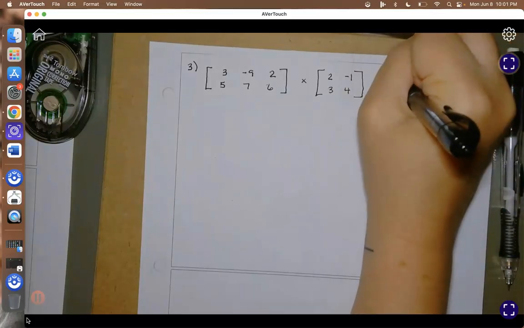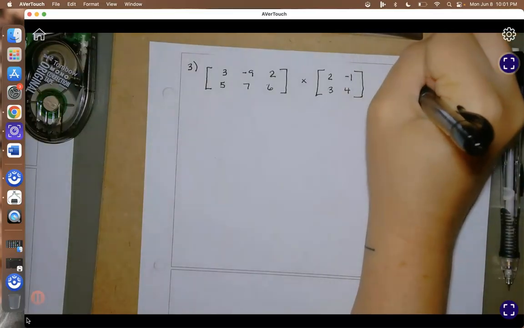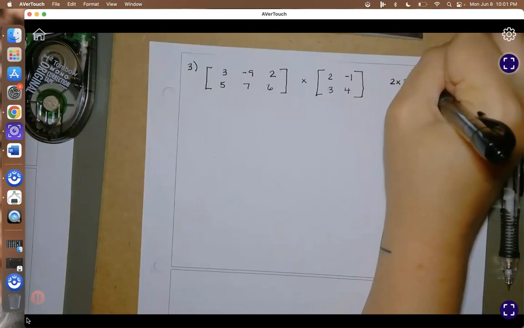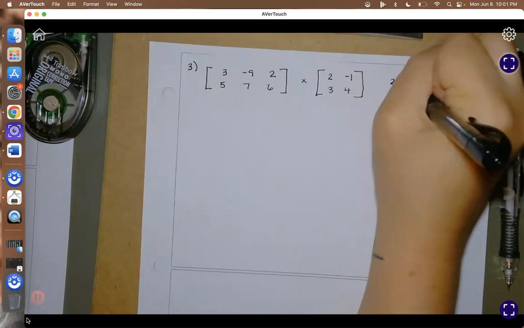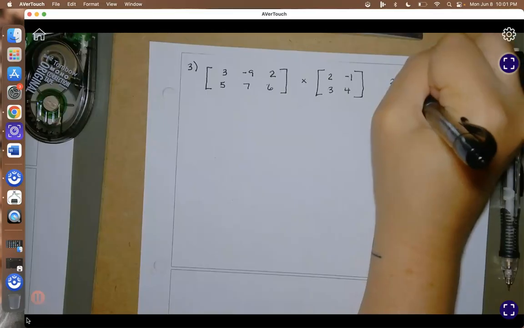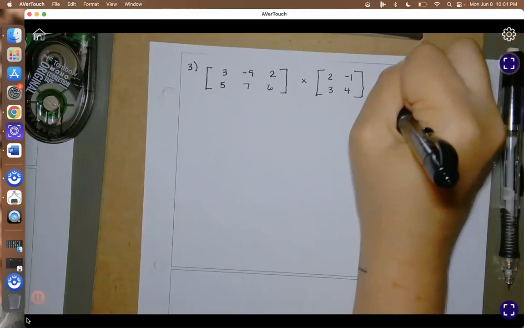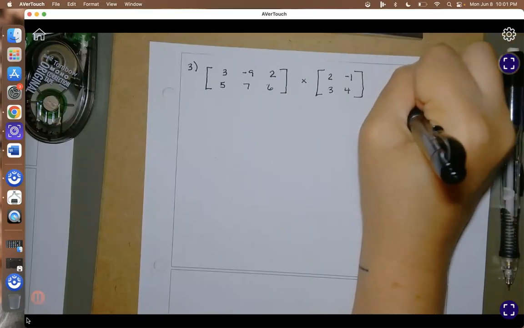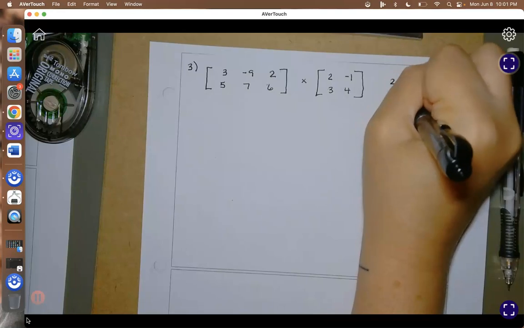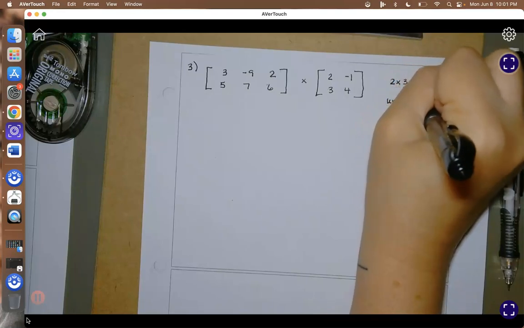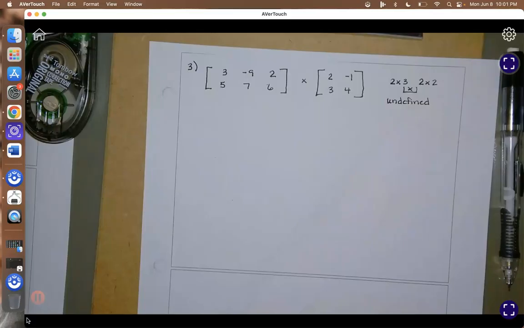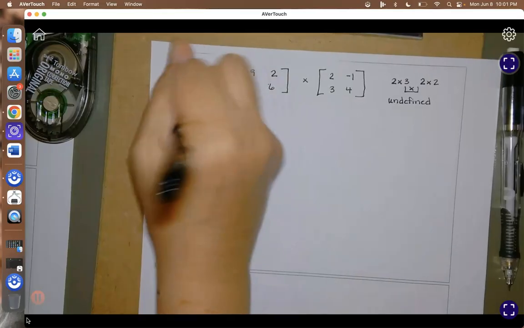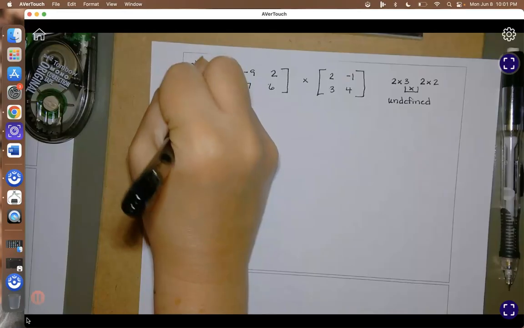So the first one is a 2-row, 3-column, and the second is a 2-row, 2-column. These do not match, so this is undefined. So order does matter in multiplication for matrices, which is unlike normal math where multiplication order doesn't matter. All right, so let's do another one.